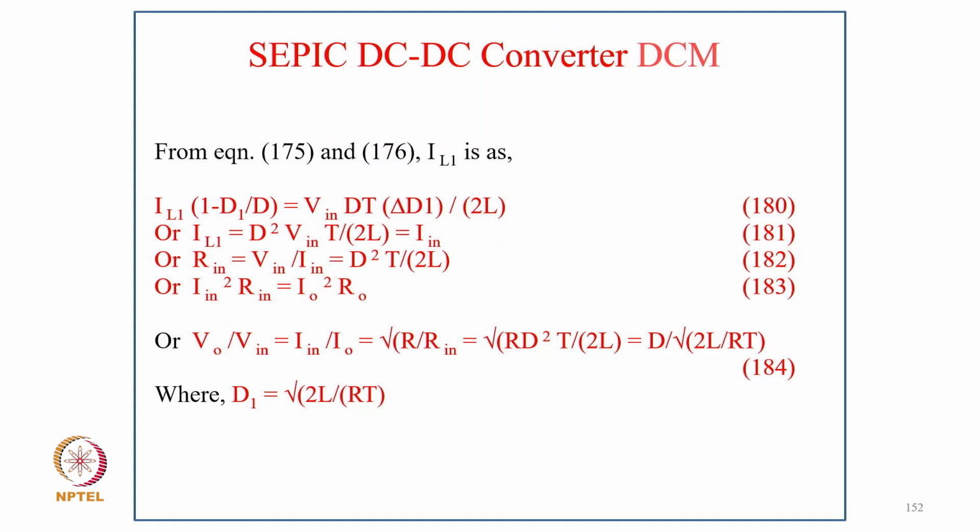Or IN equal to Vin D square T divided by 2L, or IN square RN equal to IO square R0, or Vo upon Vin equal to IO equal to under root R upon R1, equal to under root R D square T upon 2L, or D under root 2L upon RT, where D1 equal to under root 2L upon RT.